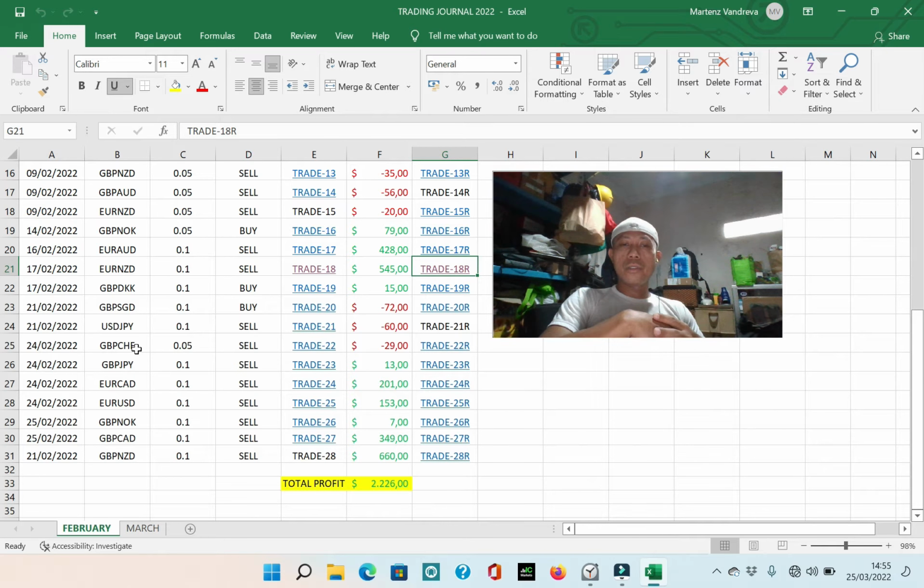So this is the result from the month of February, $2,226. Of course, I will do the same for you when the month of March comes, but there are still another 5 or 6 days, I think, before March is over.